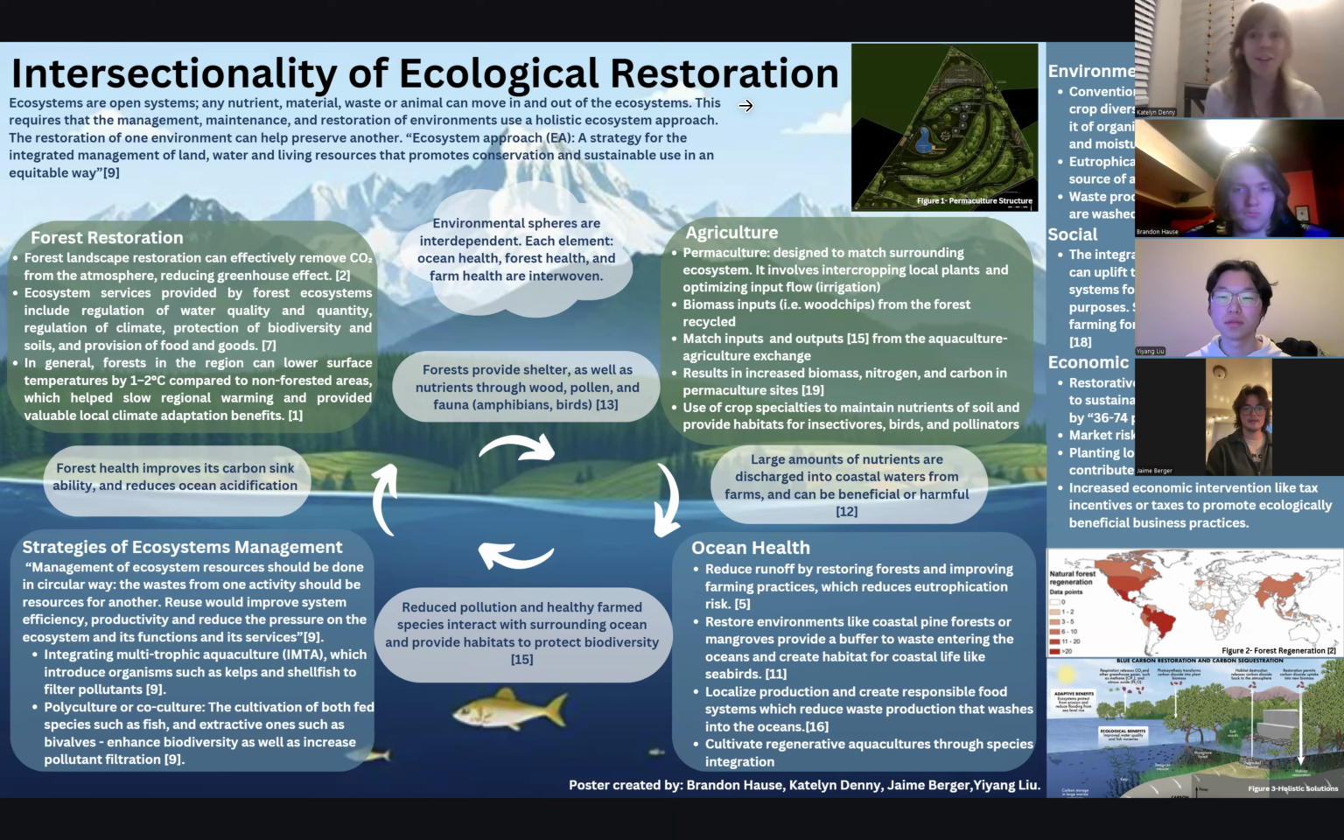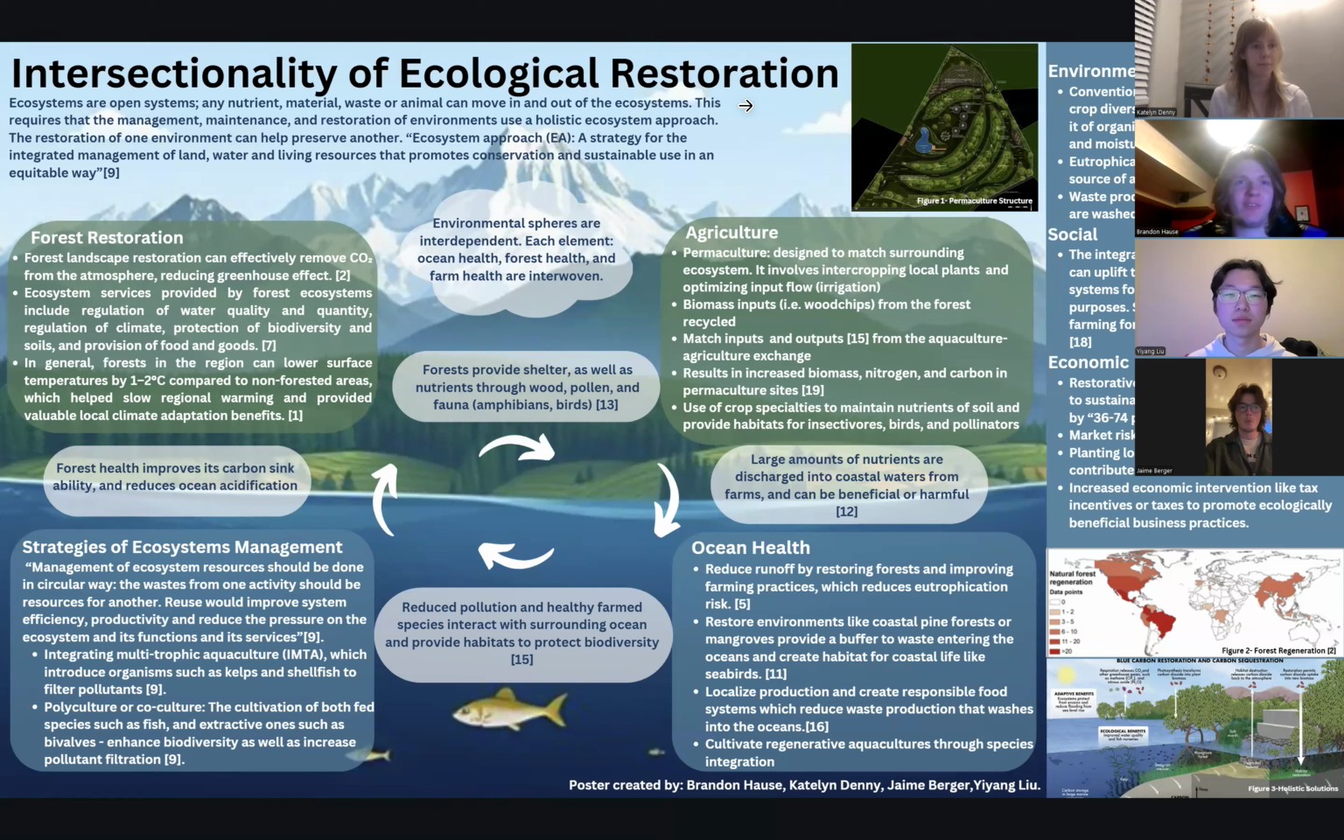Figure one actually shows a permaculture structure, and that's maximizing water retention and keeping all useful parts of the farm located nearby. That way, energy use is minimized, water retention is maximized, and runoff is minimized. That way, with less inputs, it's more economically viable for a farm to do. Not only is their product increased, but their costs of energy and input are lowered. And that brings us to ocean health.